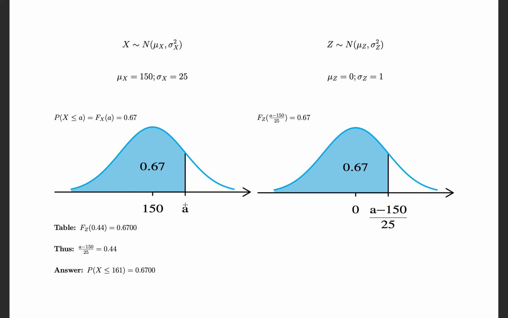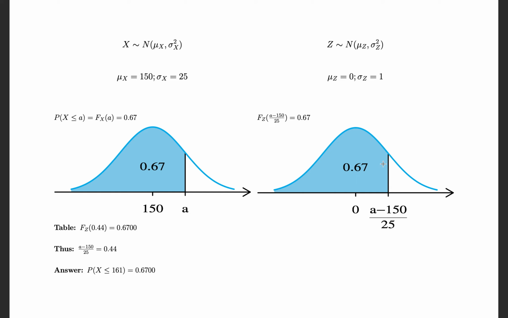Now how do we find this a value? Well, first let's convert our X into a Z score. So we take a minus the mean divided by the standard deviation. And we still want that area to be 67%. So the distribution function for Z until the value (a minus 150) divided by 25 should be 67%. And that is shown in the graph here.